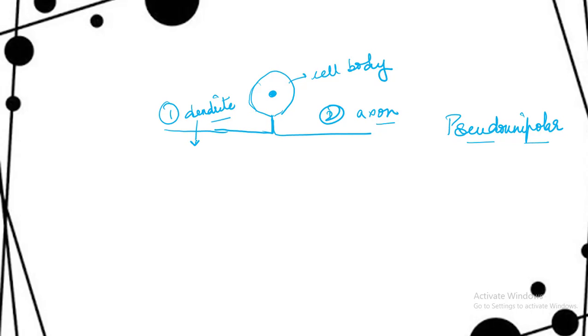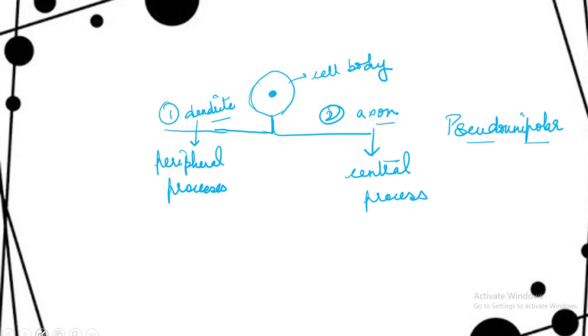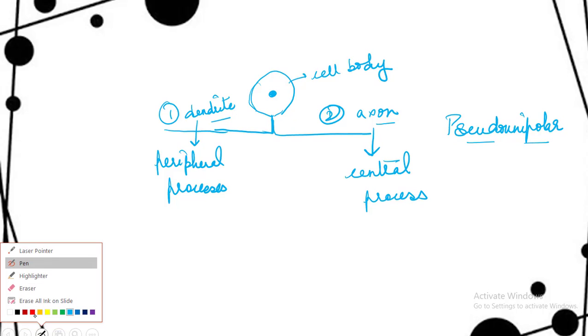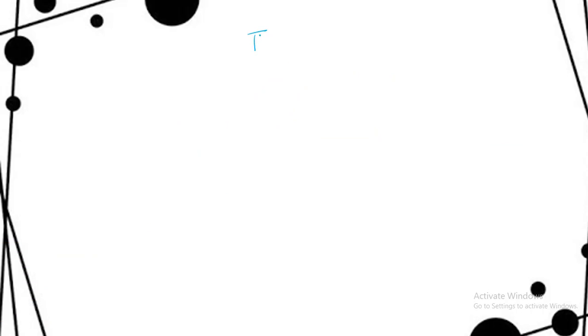The dendrite goes towards the periphery, and it is called the peripheral process. And the axon goes towards the central nervous system, and it is called the central process. This I will make clear with the next diagram. Then I will draw the diagram to make you understand the classification of the neuron based on its function.